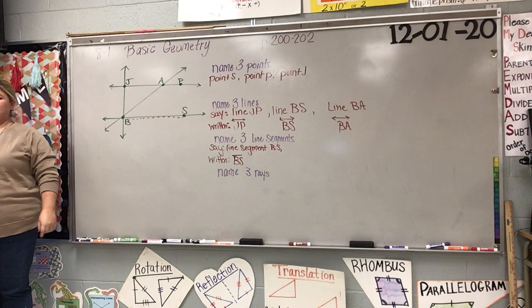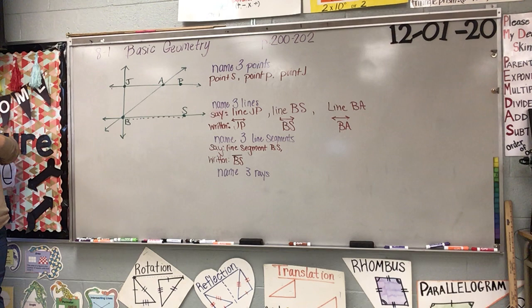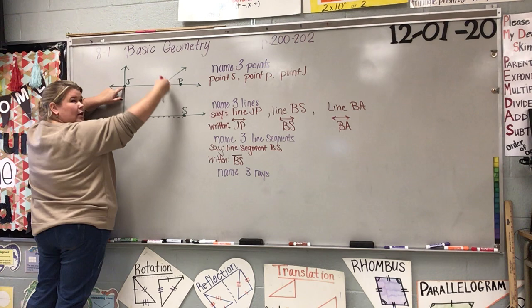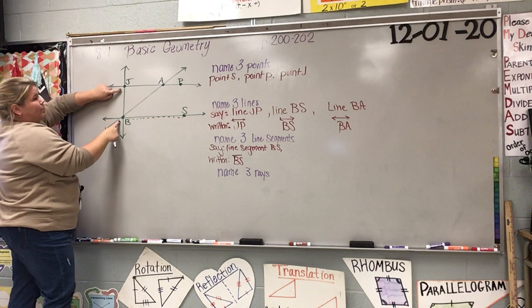There is only one on there that could not be a line. Does anybody know which one? Or there's actually two. Look, they can't be a line segment. AP can't be a line. JP can be a line segment, but it can also be a line. JA. Yep. It can be JA. And BJ, because there's not an ending here. BJ is a line. But it could also be a line segment.